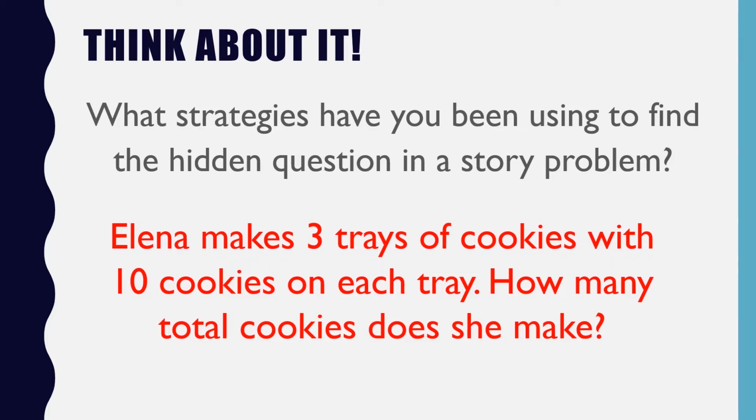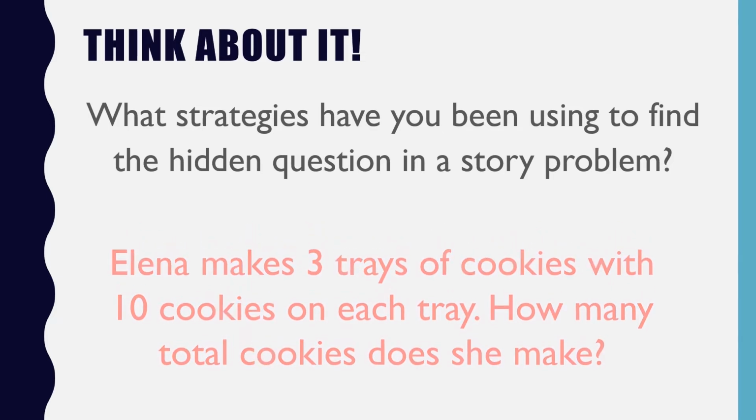So if Elena makes 3 trays of cookies, shout out to Elena, with 10 cookies on each tray, how many total cookies does she make? Straightforward here, right? 3 trays of cookies, 10 cookies each tray. What is the total amount? So I still broke that down, I read it again, and I pulled out my important pieces of information. I'm even visualizing it. I have 3 different trays. Each tray has 10 cookies. So in this instance, this is a one-step word problem that we can use addition to solve. 10 plus 10 plus 10, right?